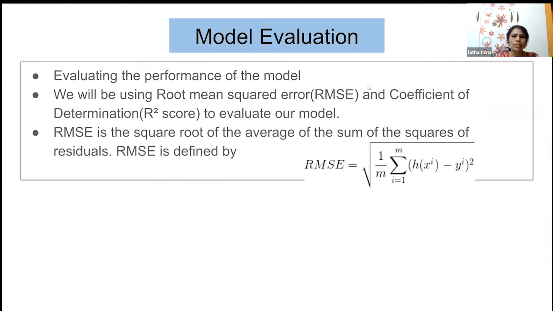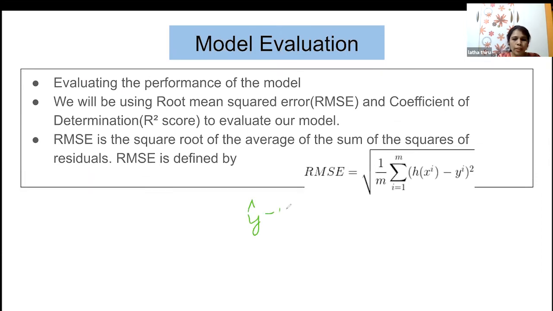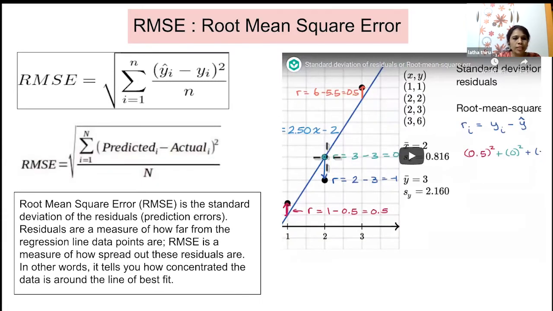So what is the meaning of root mean square error? I told you about residuals. Residual means (y hat minus y) the whole square. Root mean square error means summation i equal to 1 to n, 1 by n, of this residual, and this is basically the square root of it. Root mean square error. So this is a metric to understand the performance of the model. So that is being explained here. It is the standard deviation of the residuals. So residuals are nothing but predicted minus actual, the whole square.